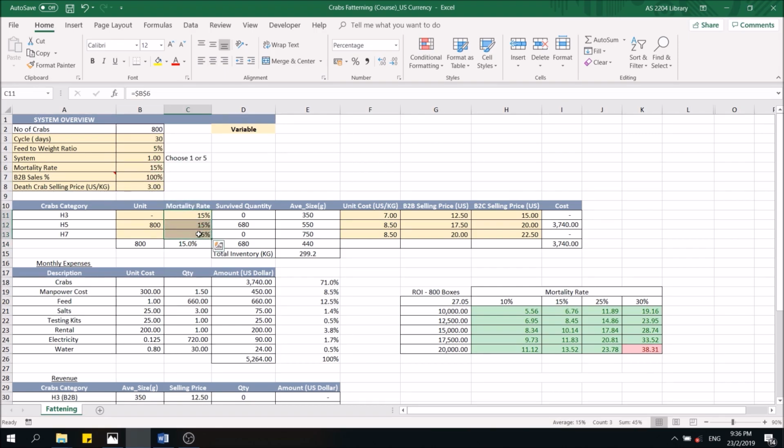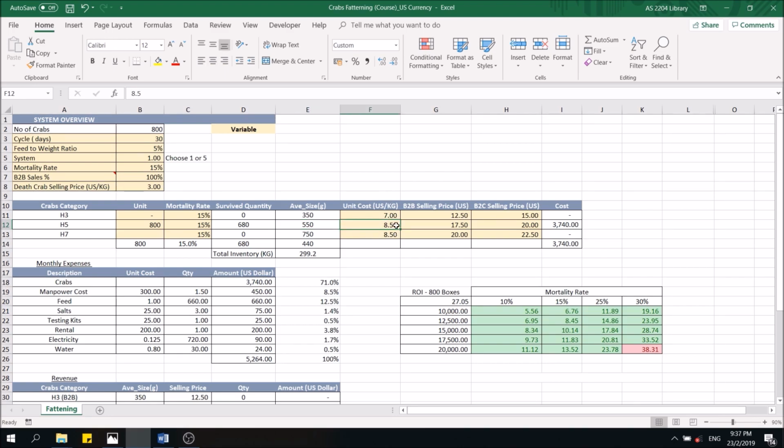Next, we have survival quantity. Basically, survival quantity is the unit times 1 minus mortality rate. Next, we have average size. Average size for the 500 category is 550. So this category starts from 500 to 599 grams, so I choose the middle. Next, unit cost. It means the cost of water crab. And in our model, we assume $8.5 per kg.